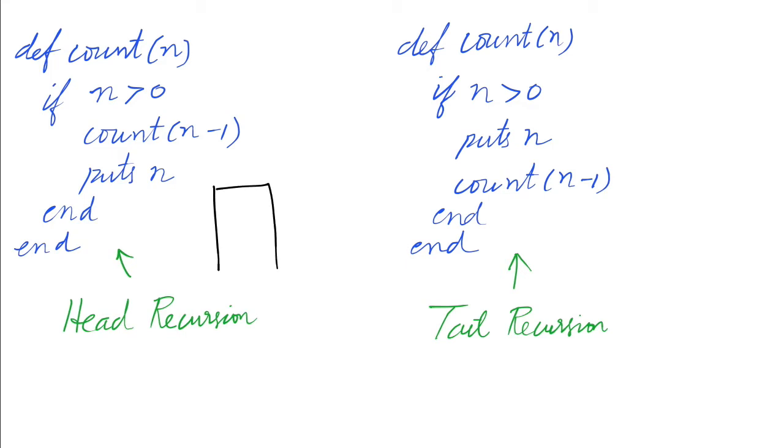In head recursion, we need a stack frame to maintain state. In tail recursion, we don't need to maintain variables in a stack because we have completed the work we need to do with variable n.